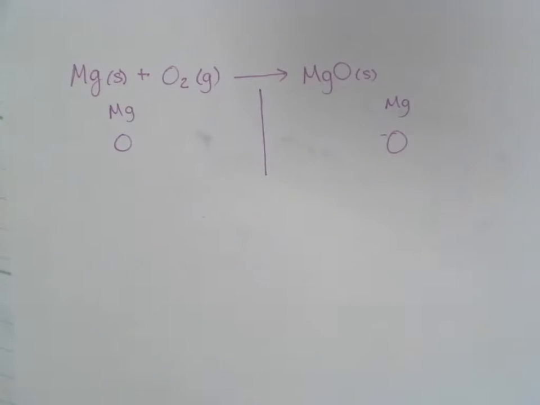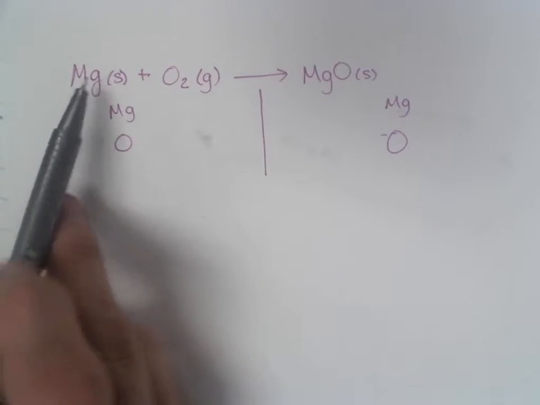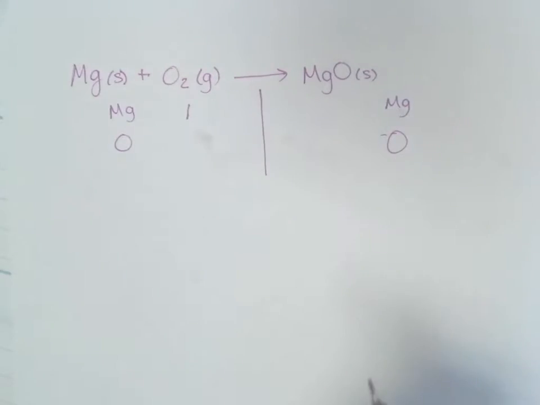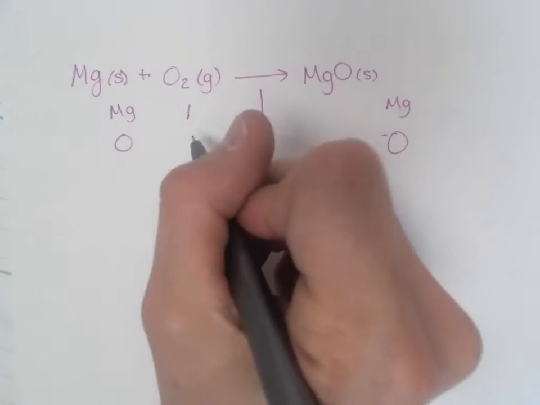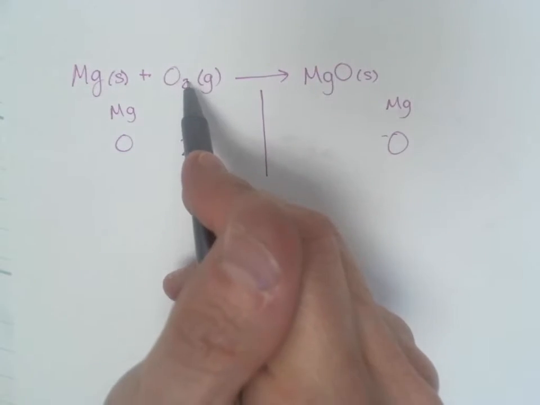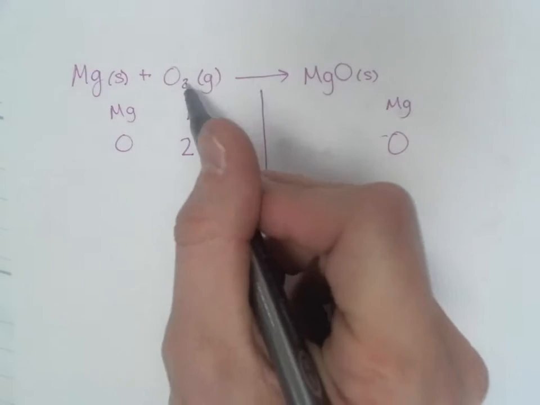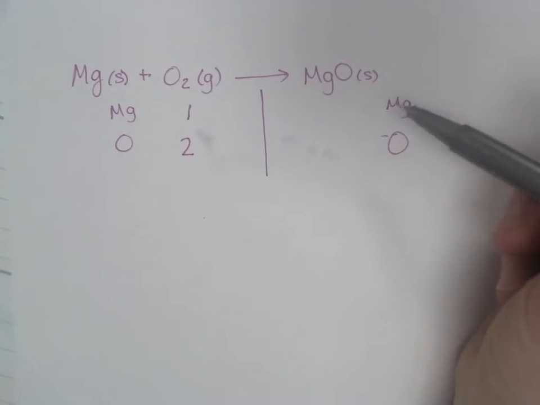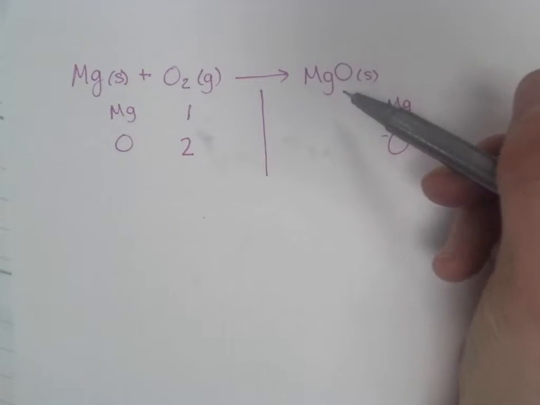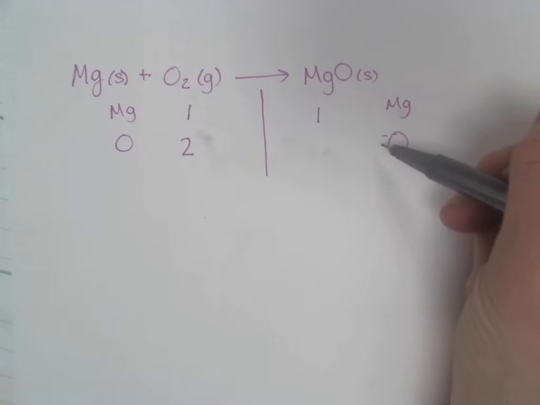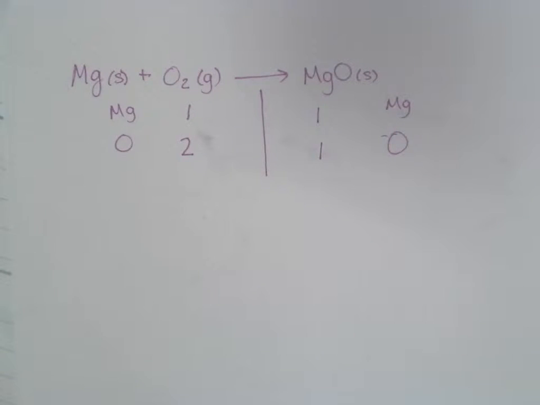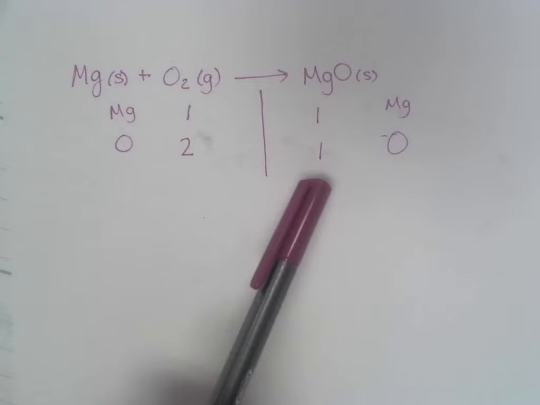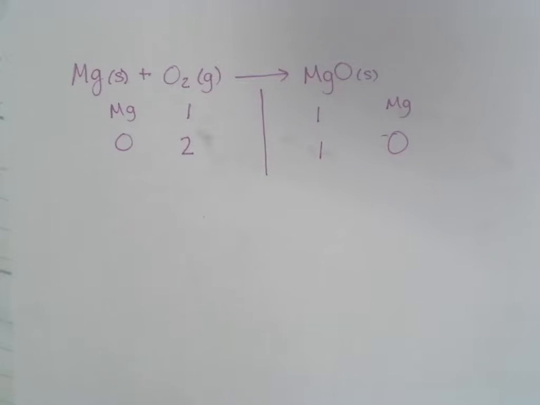So how many magnesiums do we have on this side? We have one atom because there's no coefficients and there's no subscripts. How many oxygens do we have? We have two because there's a subscript of two here and also no coefficients, so it's just two oxygens. Over here, we have one magnesium and one oxygen. So obviously it's not balanced because we have two oxygens on this side, but only one oxygen on this side. So we have to balance it.